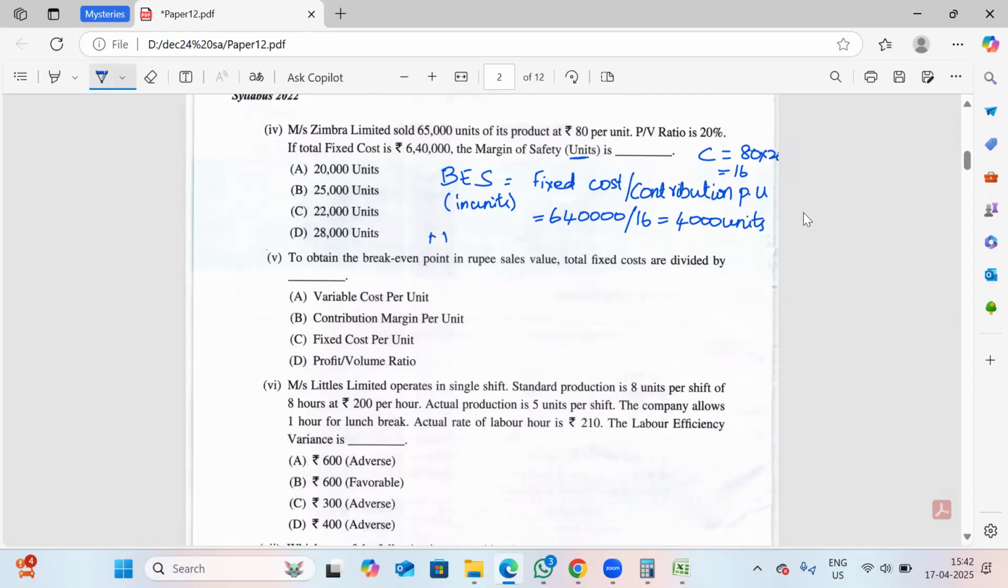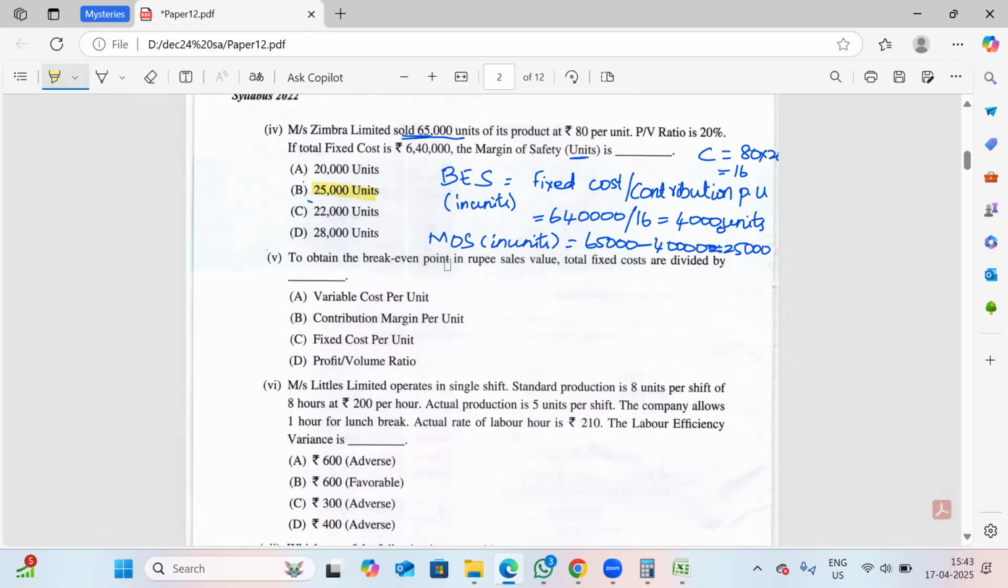So my margin of safety in units: my sales is 65,000 units, which is already given in the question. My break even is 40,000 units. So 25,000 will be my margin of safety in units. The correct answer is option B, 25,000 units.